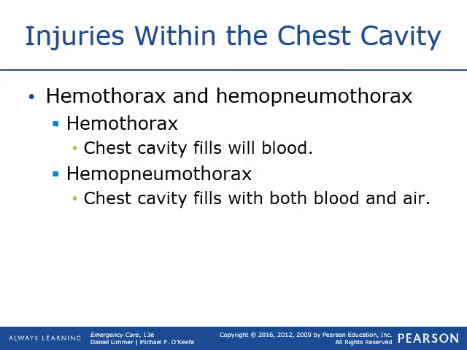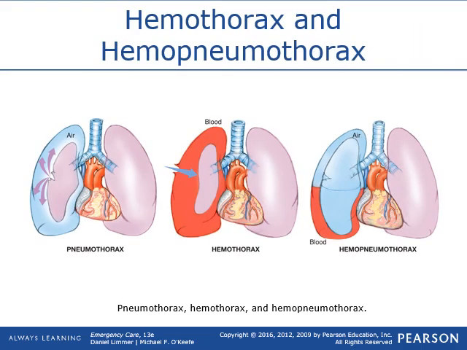Hemothorax. Remember, hemo's blood. So the chest cavity fills with blood from internal injuries. The hemopneumothorax is when it fills with both blood and air. And in the pre-hospital setting, it's going to be tough to differentiate what is causing the issue. Here's a little diagram showing the pneumothorax, hemothorax, and the hemopneumo.